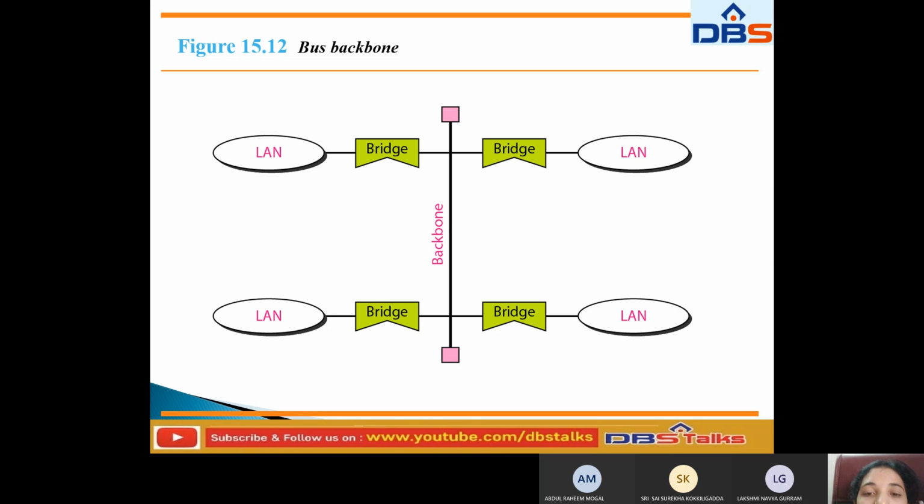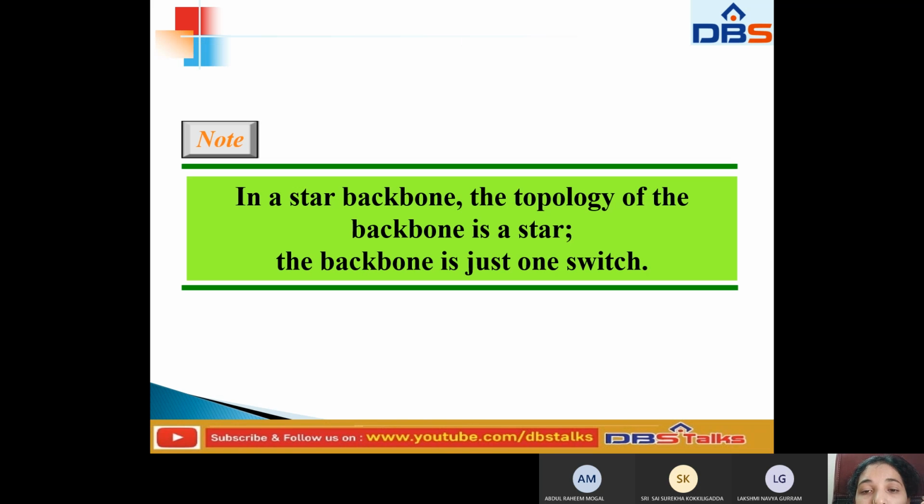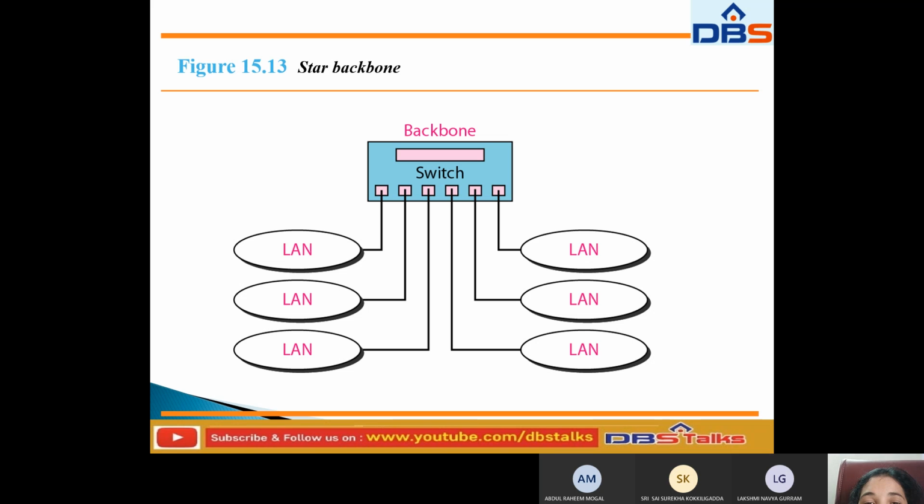So next coming to the star backbone. The topology of the backbone is a star. The backbone is just one switch. So coming to the diagram of the star backbone, this is the backbone.